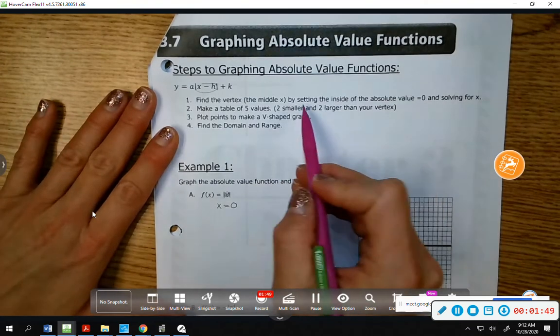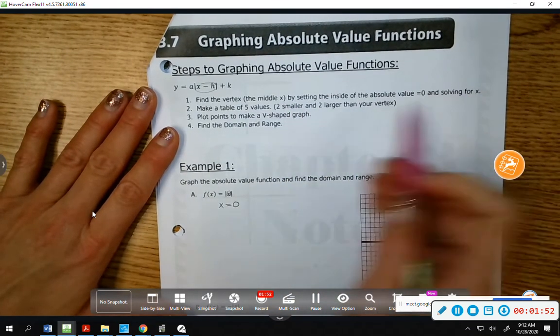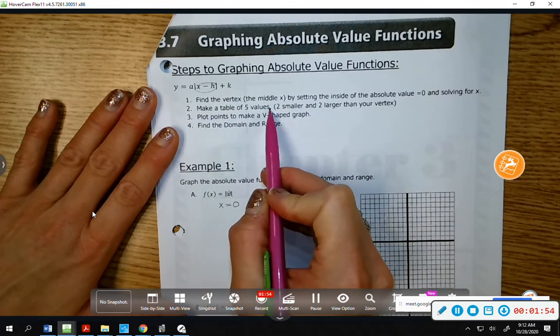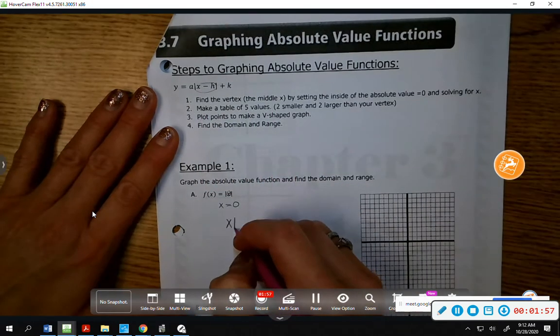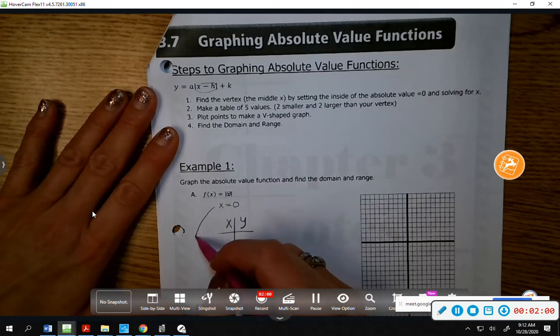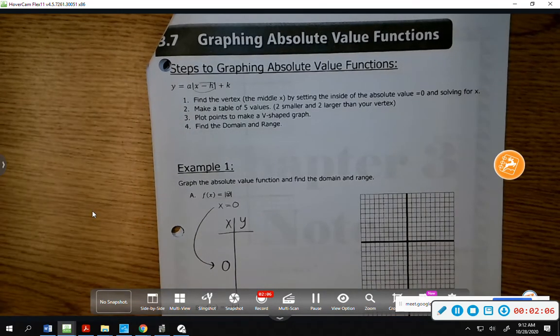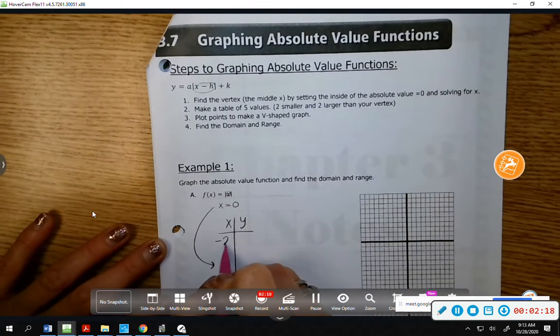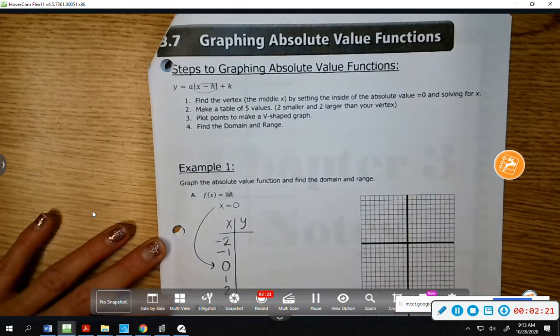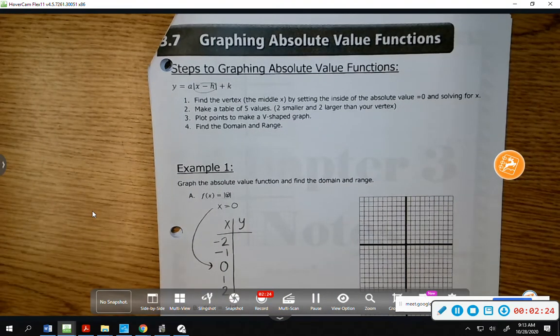So next, we did step number 1. Step number 2, we're going to make a table of 5 values. And how do we know which values? You're going to put the vertex in the middle of your table. Why? Because we want points on this side of the vertex and we want points on this side of the vertex, on both sides of the vertex so that we get the V. So that's why we put the vertex in the middle, and now we're going to pick 2 points that are less than 0 and 2 points that are greater than 0. Technically, you could pick any points. Usually, we just pick the points that are right next to that number. So the vertex goes in the middle of your table.